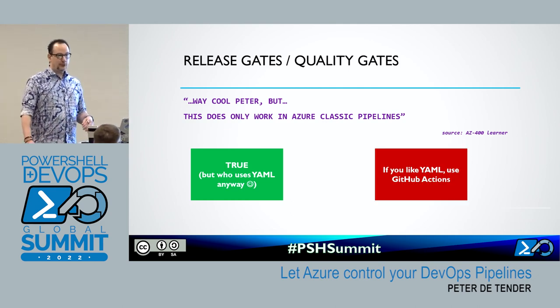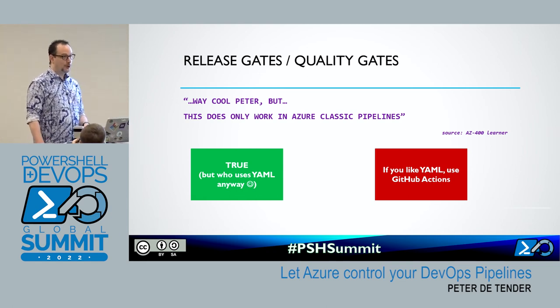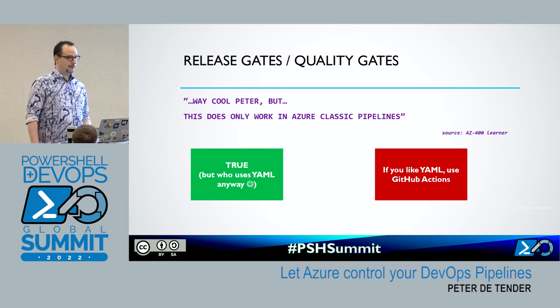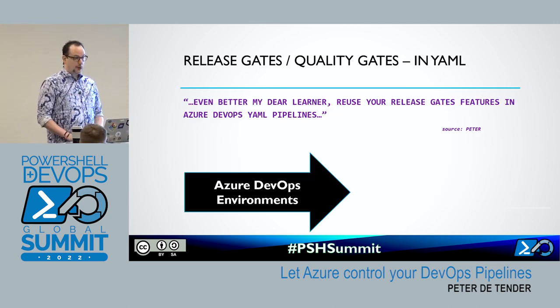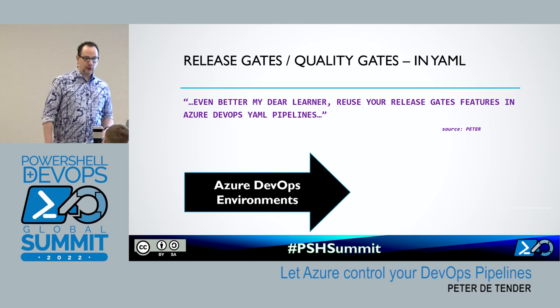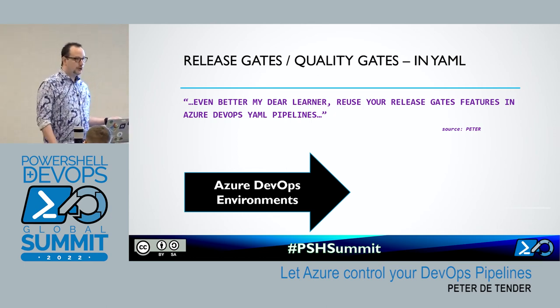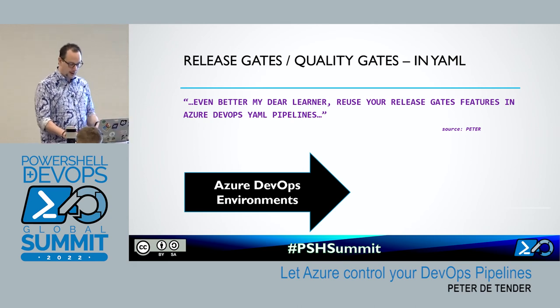Or other feedback: if you want to use YAML, like pipelines as code, don't use Azure DevOps. Not correct. Azure DevOps supports full 100% YAML-based pipelines. That's what I'm going to show you. Everything I talked about, release gates or quality gates, can be used in YAML. You don't need to go to the classic first, copy-pasting everything. You just start from scratch with YAML.